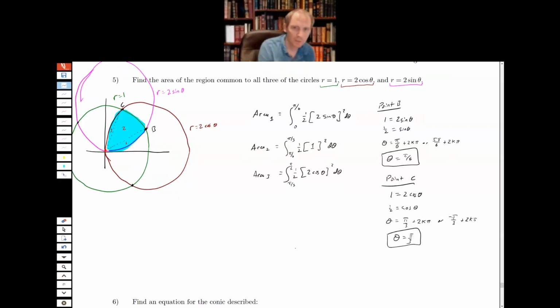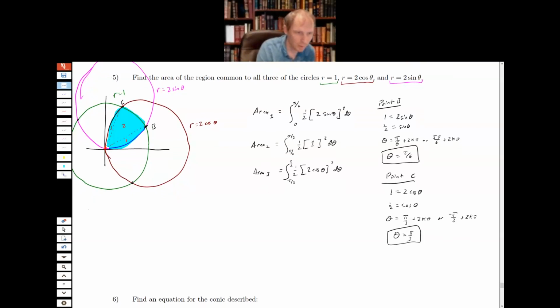Okay, so let's look at area 1. So that's the integral from 0 to pi over 6. I'm going to shortcut this a little bit. I'm going to go ahead and FOIL this out and distribute a half. So when I FOIL it out, I'm going to get 4, there's no foiling. It's just 4 sine squared theta times a half. So I get 2 sine squared theta.